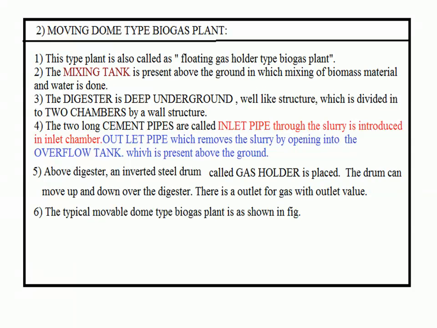The structure above the digester is constructed of a steel drum. This dome is called a steel drum, also called the gas holder. It is available at the top surface of the digester. It is movable. This drum, this dome, can move up and down over the digester. There is an outlet for the gas at the top surface of the dome structure. So a typical movable dome biogas plant is as shown in the figure. You make this figure again, along with some constructional points, some components of the plant, and a few points about working.